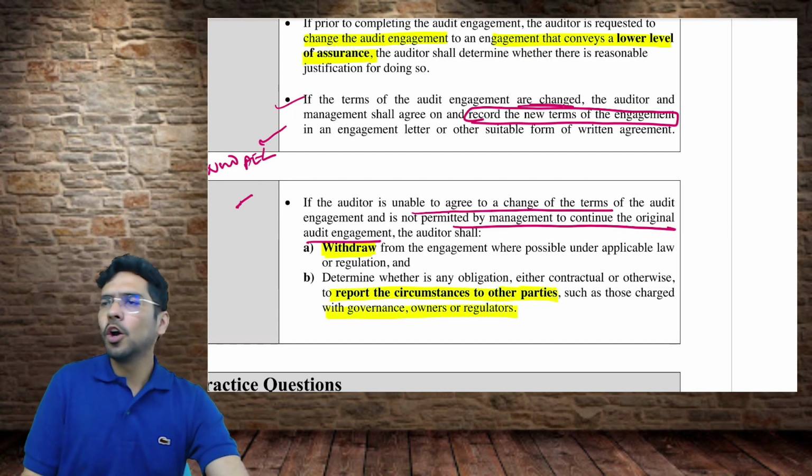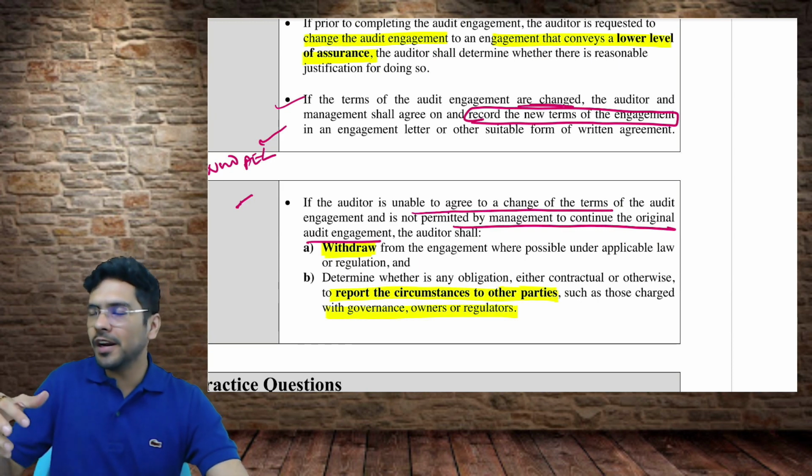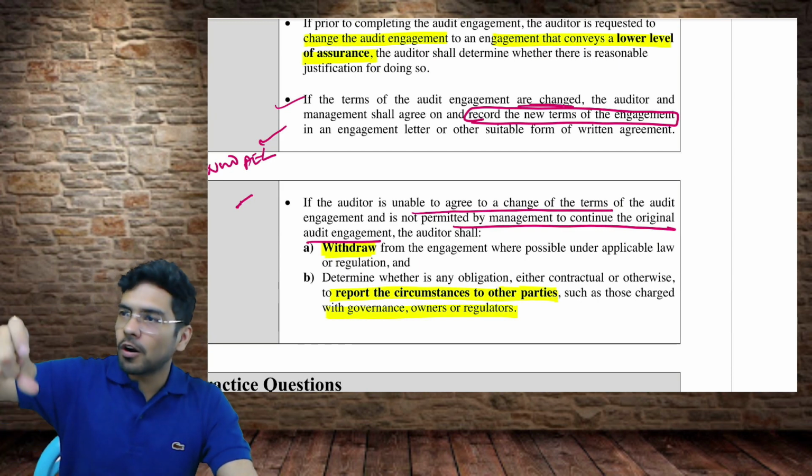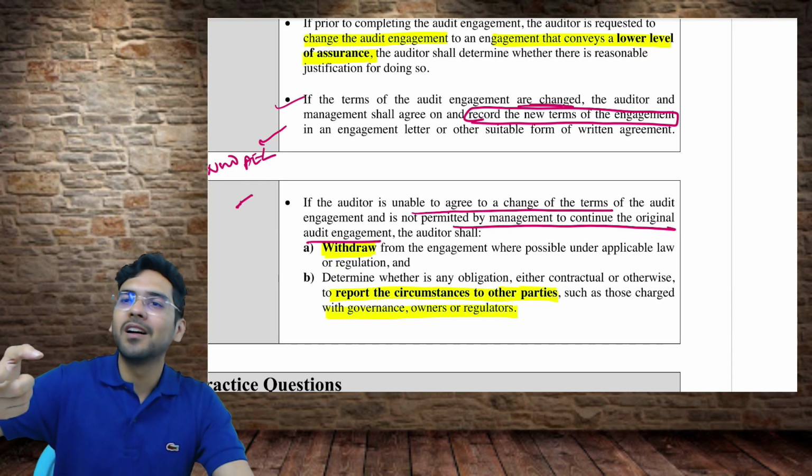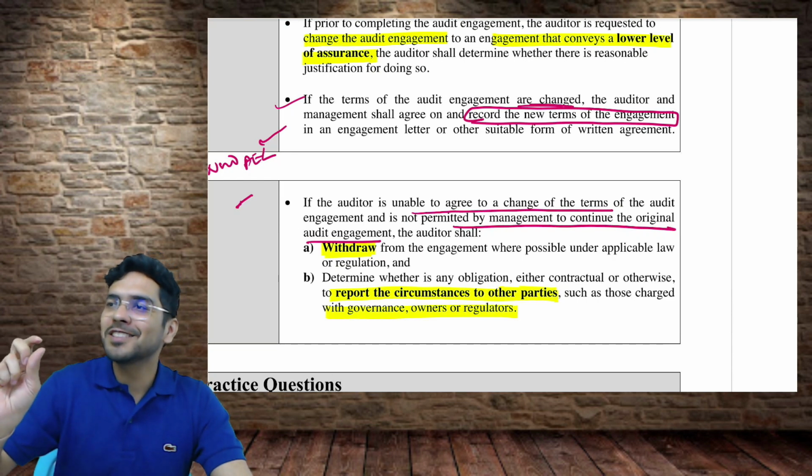So when he withdraws, obviously you all know, guys, in India, for companies, if he resigns from a company, he has to file a form with the ROC. It is called ADT-3.